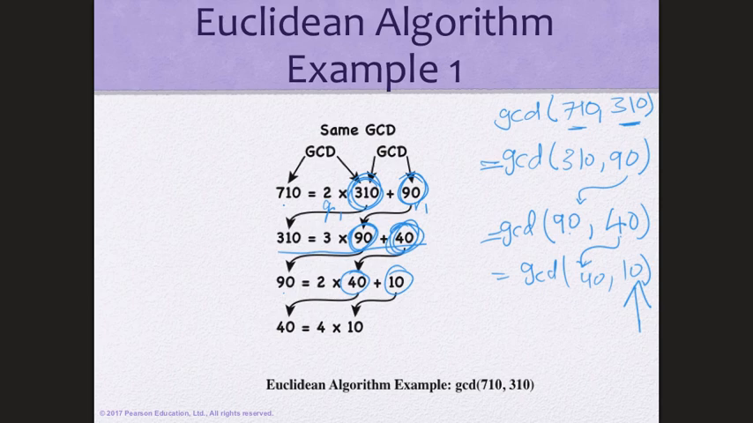If you try now to represent 40 in terms of 10, you will get a remainder equal to 0. Then this is the last step. You take this side, this is the greatest common divisor. Okay? Any questions?